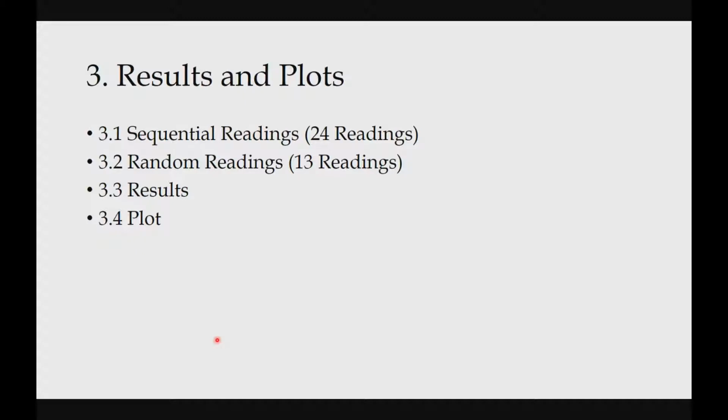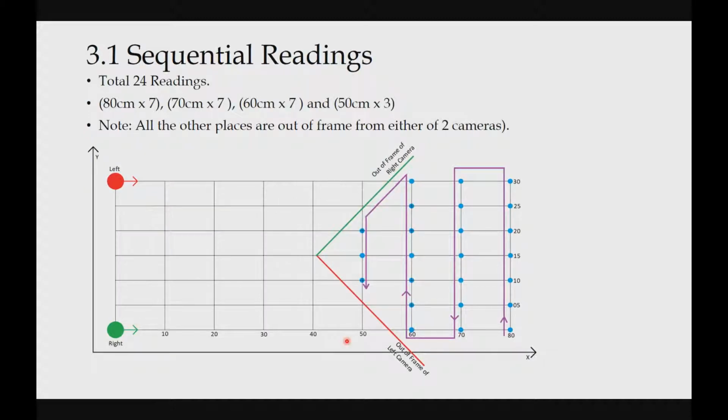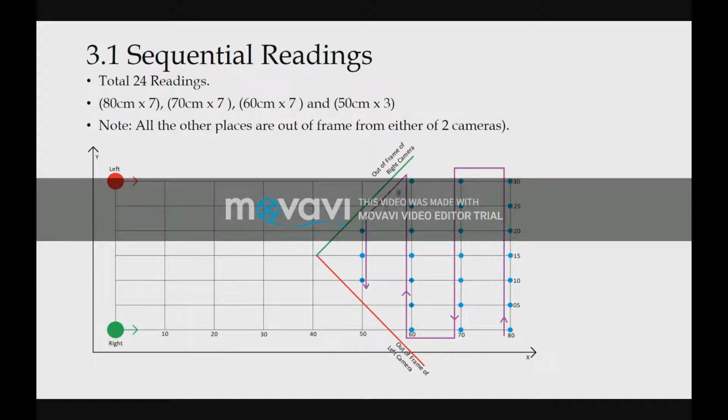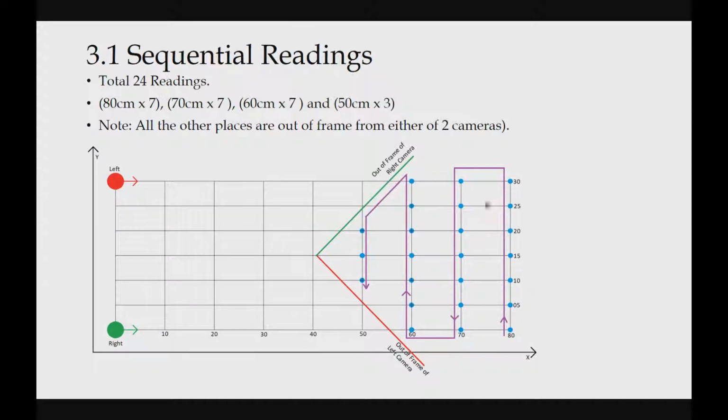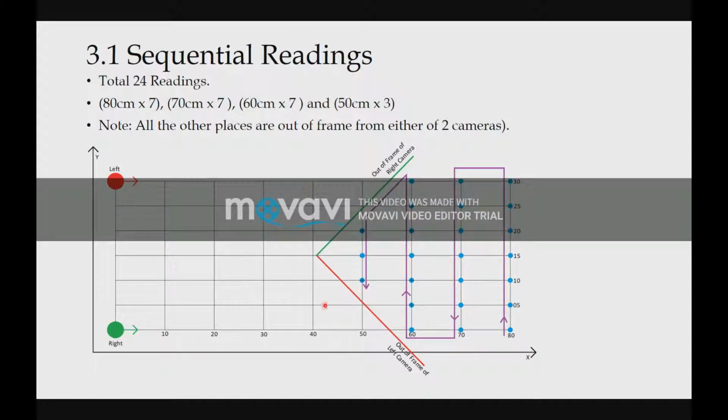There are 4 parts: sequential readings, random readings, results and plots. I will explain them one by one. In sequential readings, there are a total of 24 readings taken in a sequential way. All the reading positions are indicated by blue dots. 7 readings on the 80 centimeter line, 7 readings on the 70 centimeter line, 7 readings on the 60 centimeter line and 3 readings on the 50 centimeter line. All the other readings are out of frame from either of the two cameras.